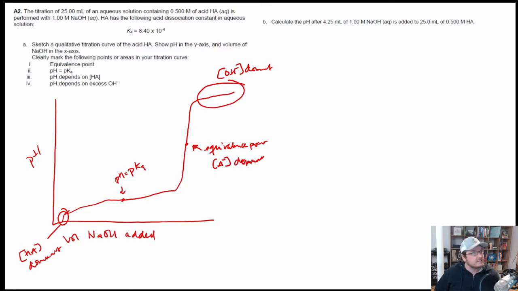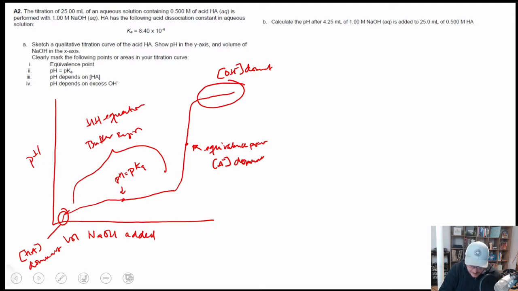Those are the different points on a plot. The other thing to think about is that in this region right here, you can consider this to be the buffer region. And so you can use the Henderson-Hasselbalch equation to make your life a lot easier.